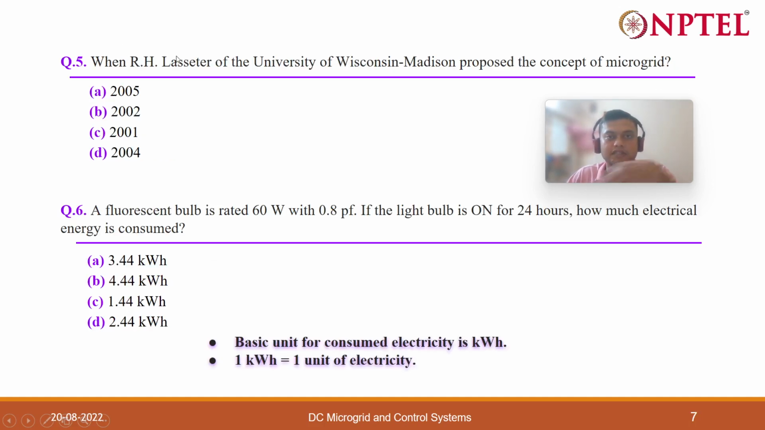Now let us see the next question. Fifth number: when R.H. Lasseter of the University of Wisconsin Madison proposed the concept of microgrid: 2005, 2002, 2001, 2004. This is also a theoretical type question. You can give your answer through the chat box.